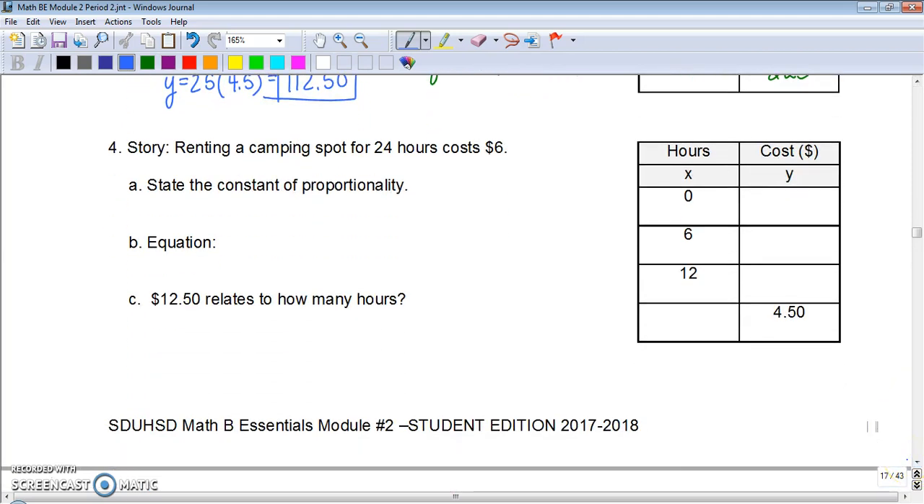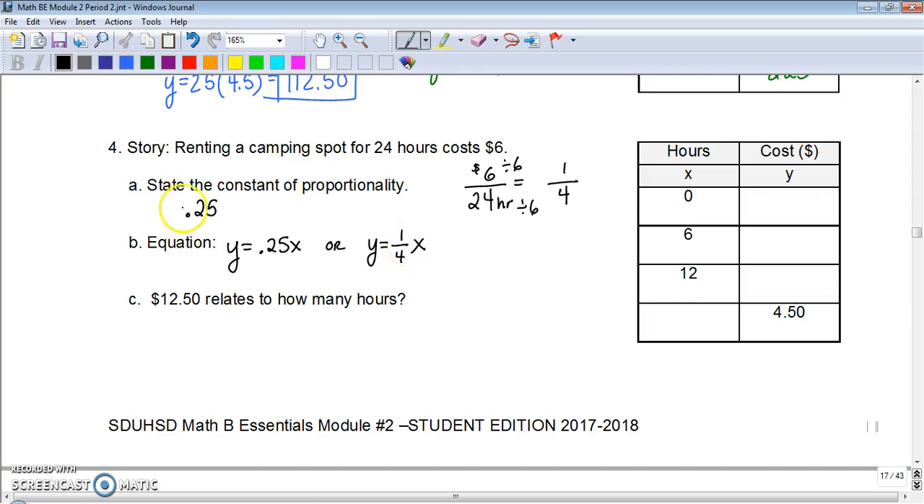Let's go to now renting a camping spot for 24 hours, and it costs $6. So $6 for 24 hours simplifies down, divide by 6, to 1/4. So my COP is 1/4 or 0.25. My equation would be y equals 0.25x, or y equals 1/4 x.